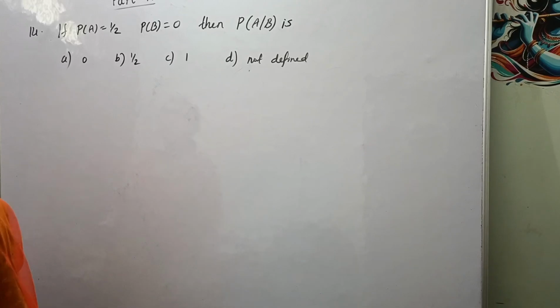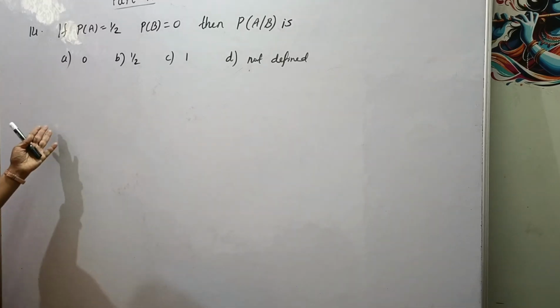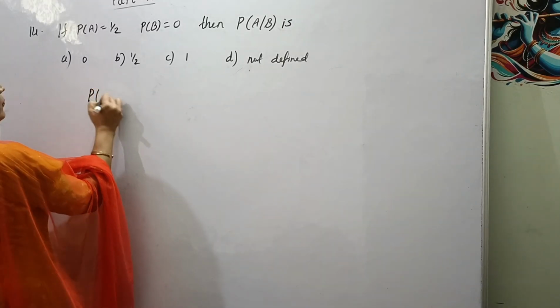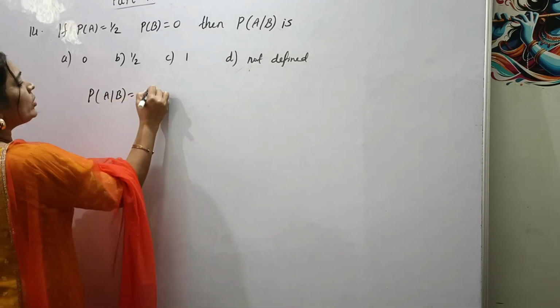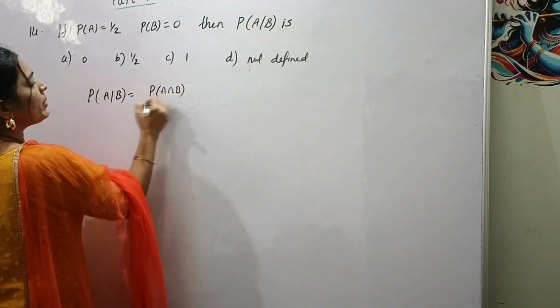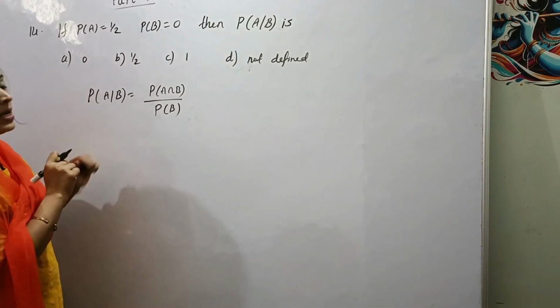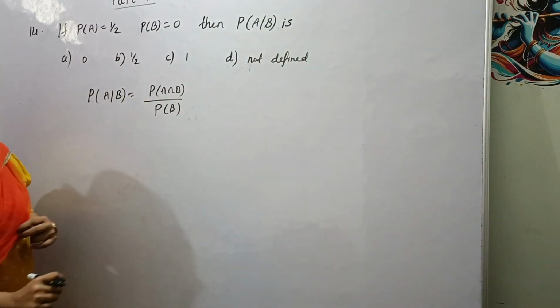If probability of A is equal to 1 by 2, probability of B is equal to 0, then probability of A given B is: 0, 1 by 2, 1, not defined. Here we know that probability of A given B is equal to probability of A intersection B divided by probability of B. Probability of B is there in the denominator, right? And it is given that the probability of B is equal to 0.